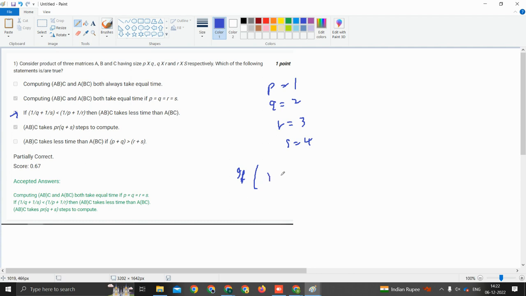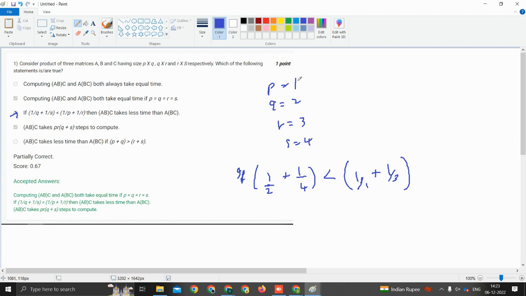What is 1 by P? It is 1. Plus 1 by S, which is 1 by 4, is less than 1 by P plus 1 by R, which will be 1 by 3. Actually, it will be 1 by Q plus 1 by S, which is 1 by 2 plus 1 by 4. That is less than 1 by P, which is 1, plus 1 by 3. See this, you have to make sure that you take the values according to the condition.